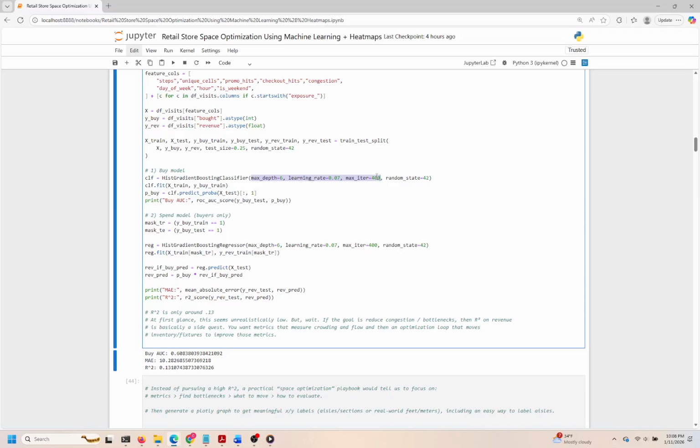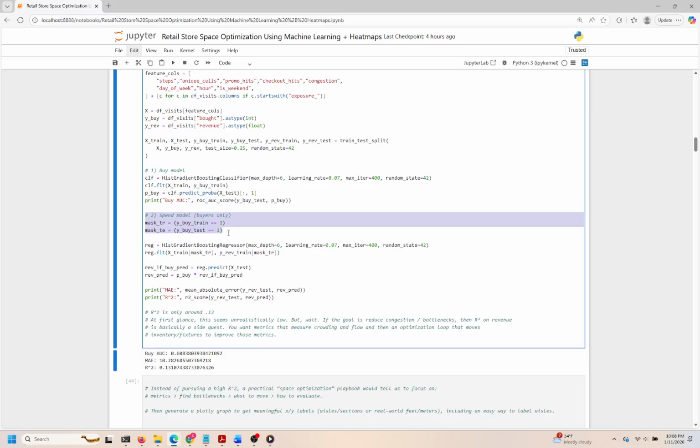We also compute the area under the curve, AUC, to assess its performance. A high AUC score indicates better discrimination between buyers and non-buyers, which can directly influence marketing strategies. Moving on to the revenue model, we only consider those instances where a purchase was actually made. This logical filtering helps focus our predictions on relevant data.